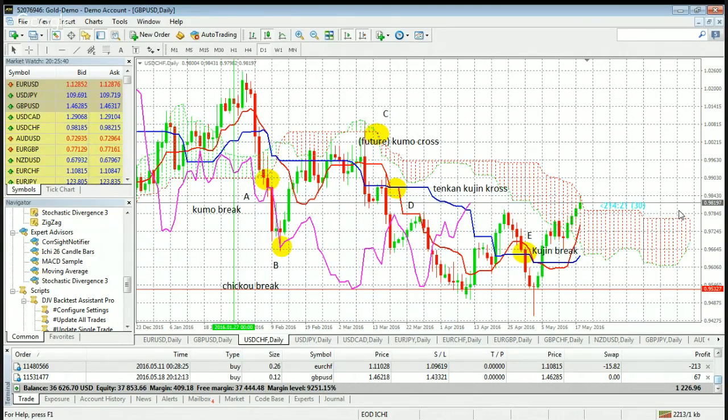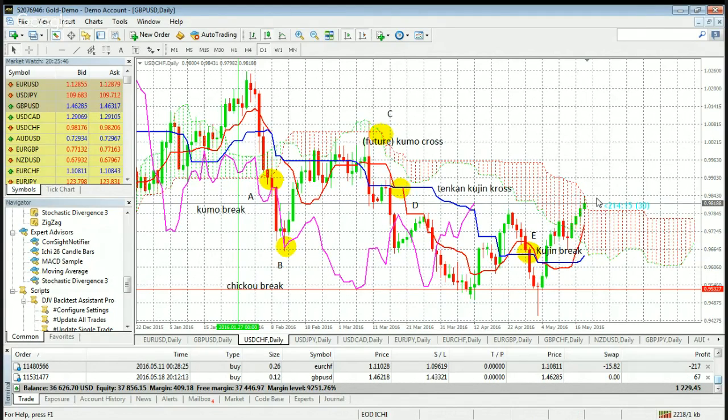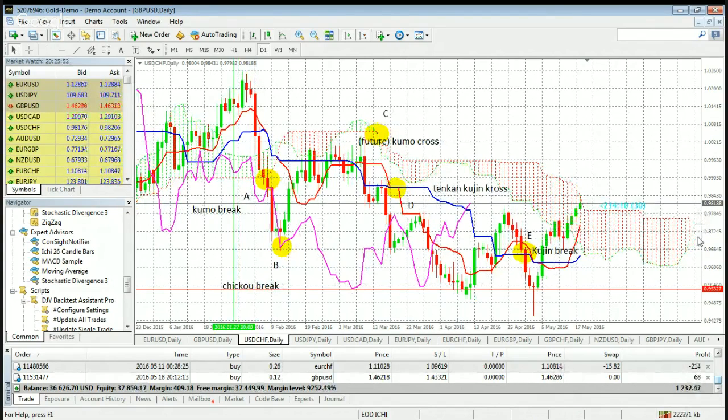Rather get a few more things in your favor, because as long as you get the future Kumo cross, then you're going to have price above the cloud. You're probably going to have the Tenkan above the cloud as well, and you should have your future Kumo, which is bullish. So you're going to have quite a couple more things going in your favor then. Other than that, we're not really going to have anything that we can do now.